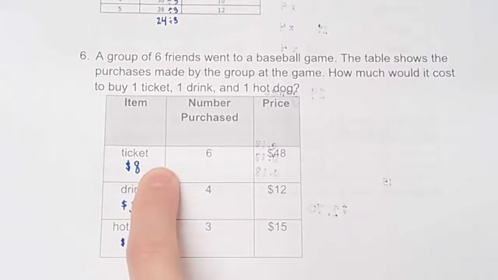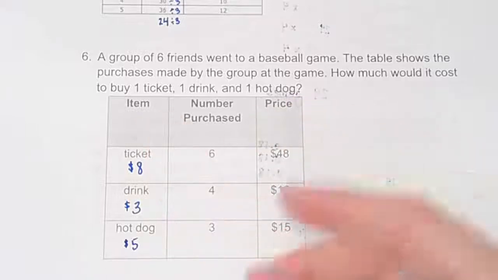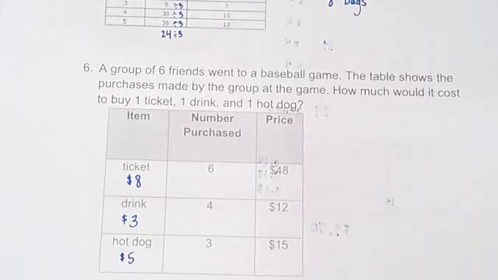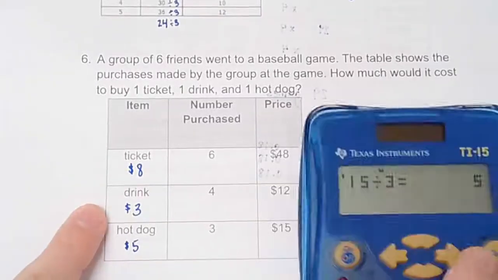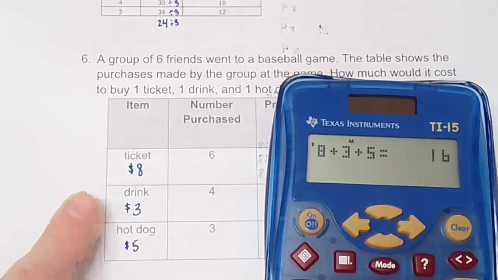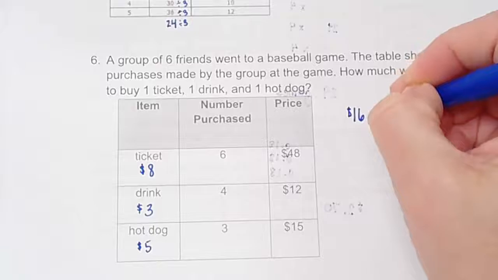But the question says how much would it cost to buy 1 ticket, 1 drink, and 1 hot dog. So all I need to do is add up these 3 numbers right here. So 8 plus 3 plus 5 gives me 16. So they spent $16. All right? All right, I don't have time to finish up the rest, so you can do it for your notes.